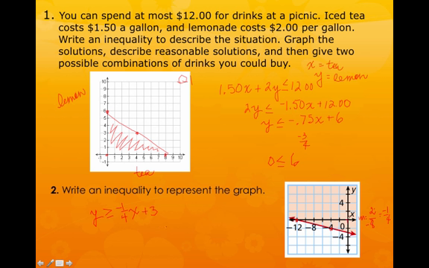Going to test my point 0, 0. Is 0 greater than or equal to 3? In fact, notice, I hope you caught this. That should be a -3. So my inequality is y is greater than or equal to negative 1/4 x minus 3. If you caught that, good for you.